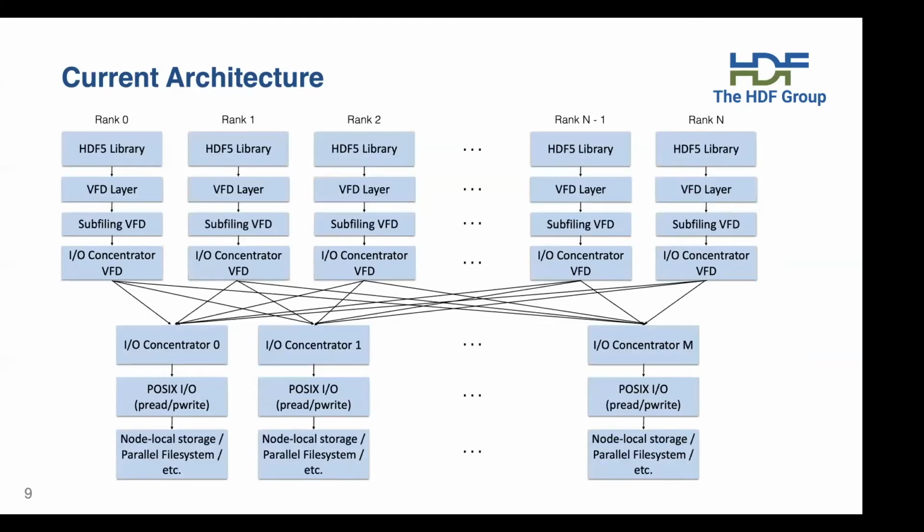And here's just a quick little diagram of what that looks like. And you can see the subfiling VFD on top of the IO concentrator VFD on each MPI rank. And then they can all talk to any of the IO concentrators, which just use POSIX IO calls to write to the file on node local storage, parallel file system, or any other type of file system that the file might be on.